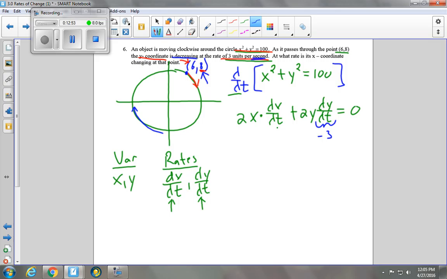But I want to solve for dx dt in the end. I don't know x and I don't know y. Is there any way from the question that I can figure that out?